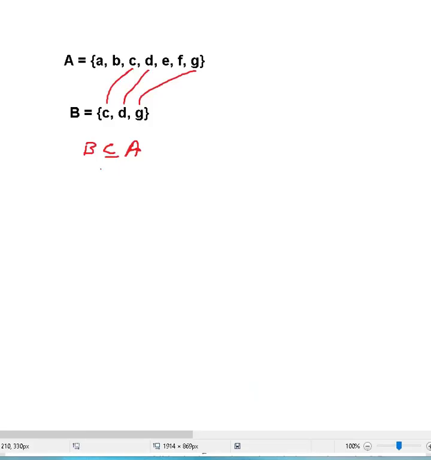Yes, it was. Take a look at set B. It's got C, D, and G in it. Is every element of set B also in set A? The answer is yes. So I can say that B is a subset of A. And I would write it like shown here. Notice the symbol.